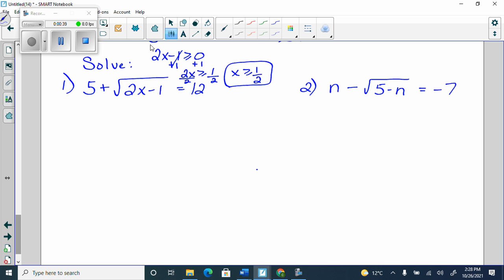So when we have a single radical, which was yesterday's lesson, our first step is to do what? Isolate the radical. So we need to move the 5 by subtraction. So we get root 2x minus 1 equals 7. What's our next step? Square the square root to get rid of it, right?